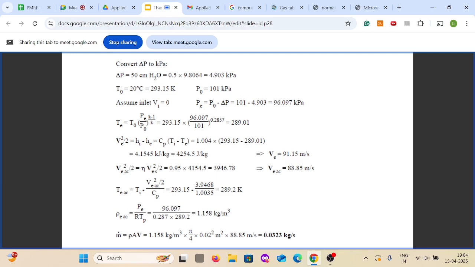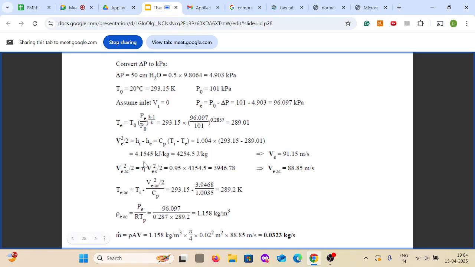So Cp is 1.004 times your temperature difference, 293.15 minus 289.01. So V square by 2 is 4254.5 joule per kg. Since the nozzle is 95% efficient, this can be written as the same velocity square by 2 divided by the isentropic case. So what we have calculated is the isentropic case.